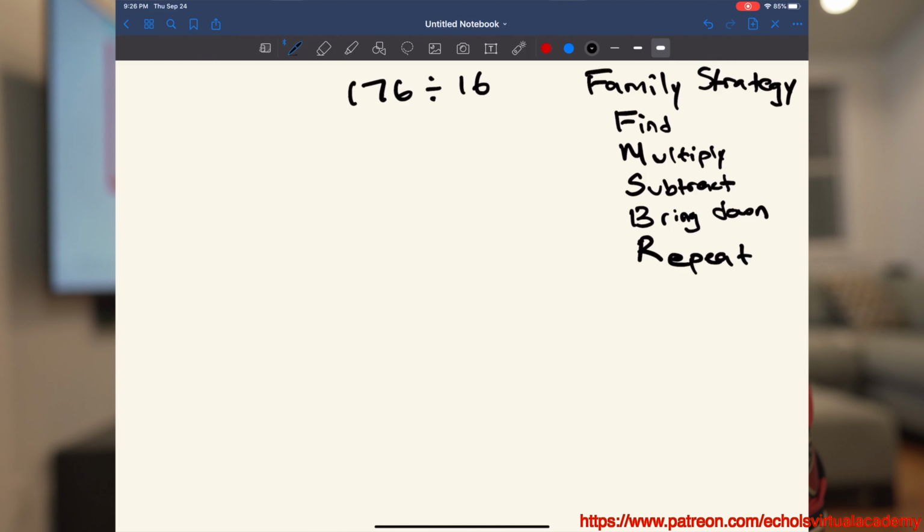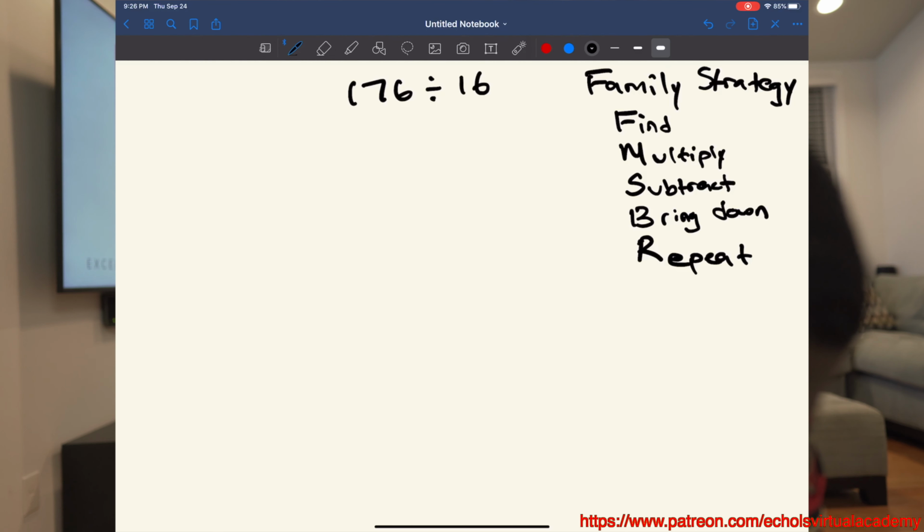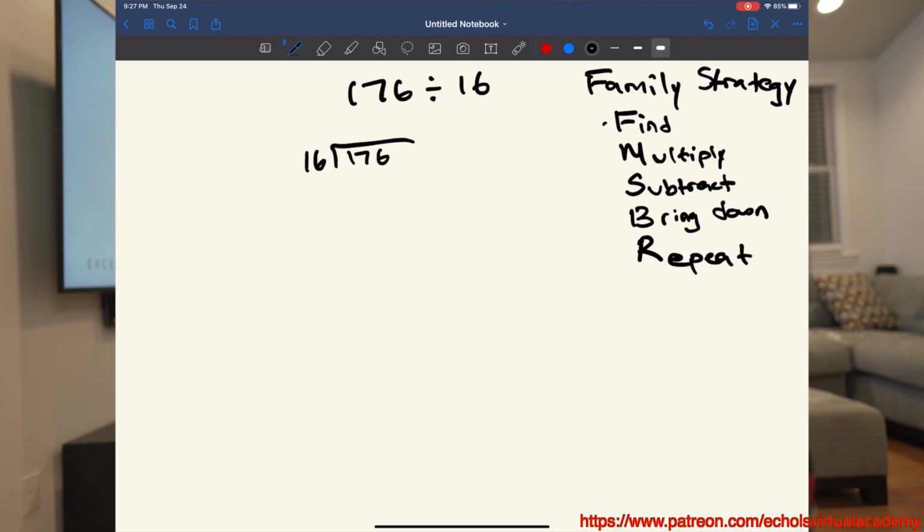So, now let's set up our problem. We want our 16 to sit outside of our division bar and put 176 within it. And now we're looking at the find part. Well, we need to find how many times does 16 go into 1? It cannot go into 1. So how many times does 16 go into 17? 16 goes into 17 one time.